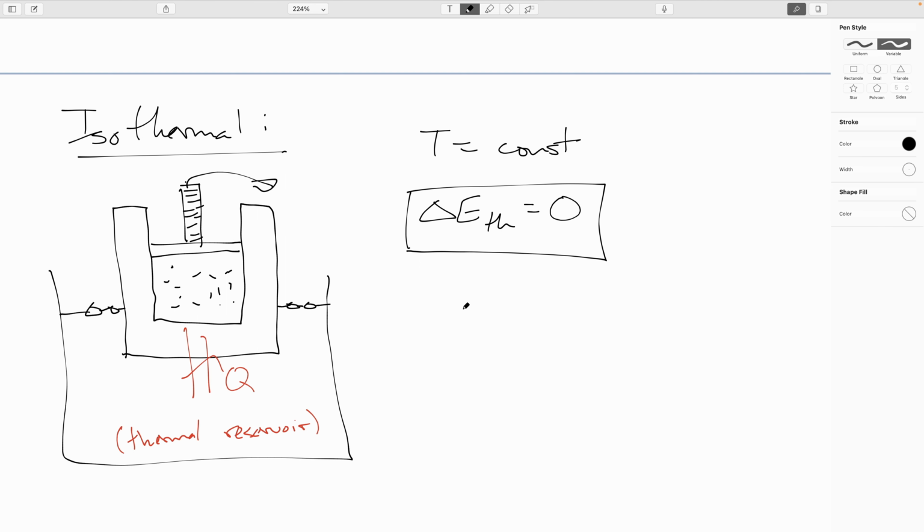In any event, by the first law, since delta E thermal equals Q plus W, Q equals negative W. Now remember, W is the work done on the gas. So the work done by the gas would be equal to the heat transferred into the piston.